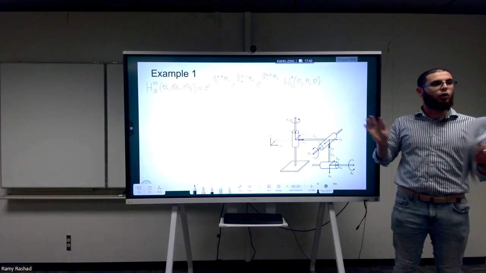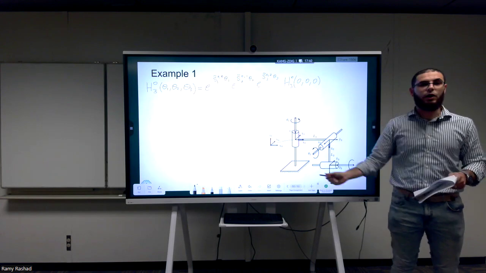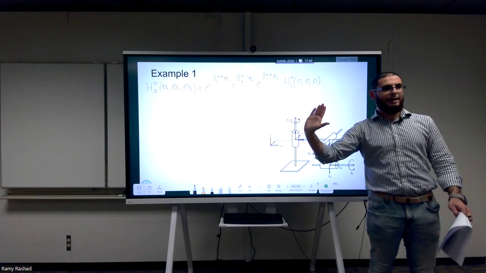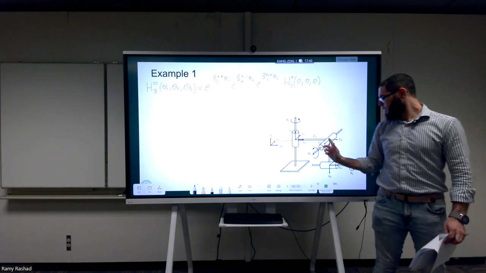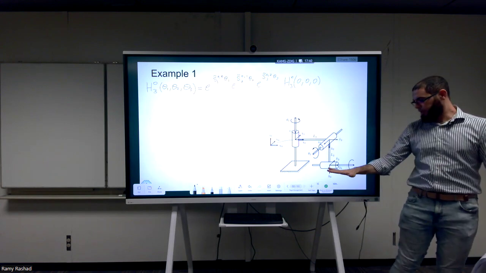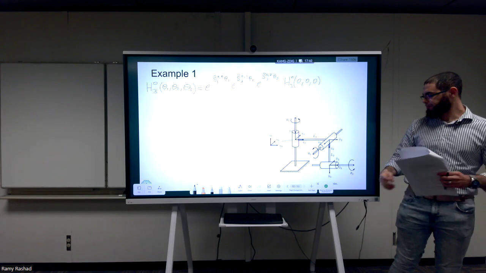So when we put all of the joint angles to 0, this is where the robot will be. This is a revolute joint with an axis like this, rotation like this. This is a revolute joint that rotates like that. And this revolute joint rotates like this.